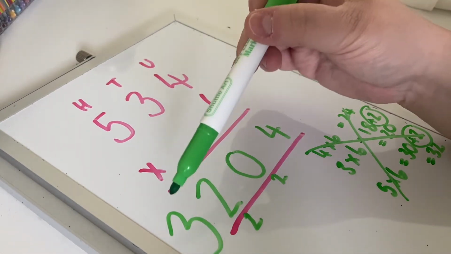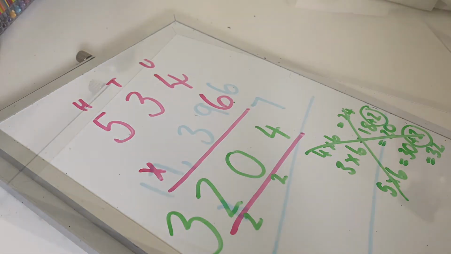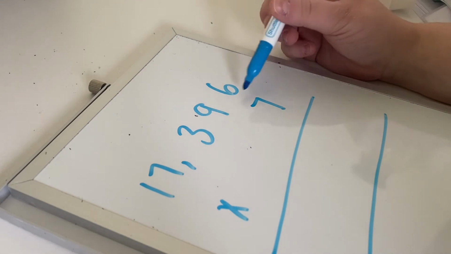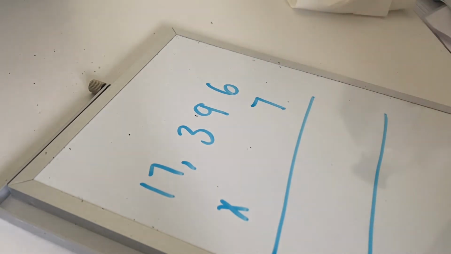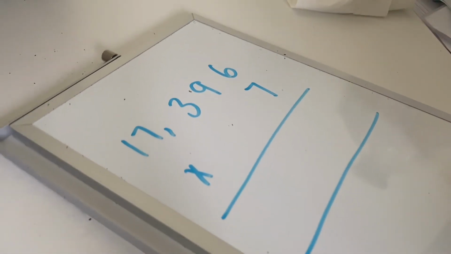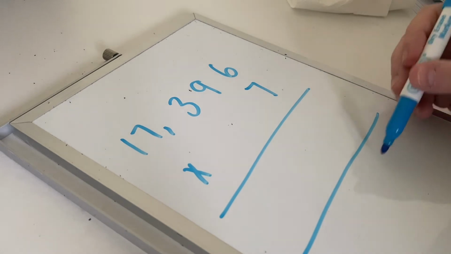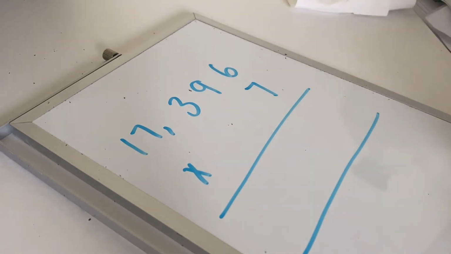And overall, we have 3,204. I have done a larger sum here. Again, we're timesing by a single digit, so it is using the exact same method. I am going to work through this one a little bit quicker, but you should see that I'm using the same method. And again, you could write down the steps as you go.